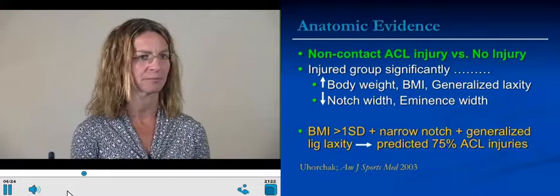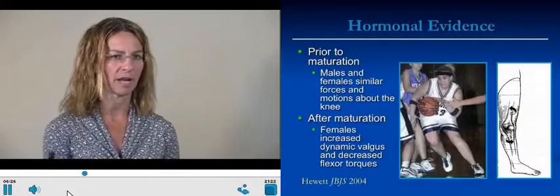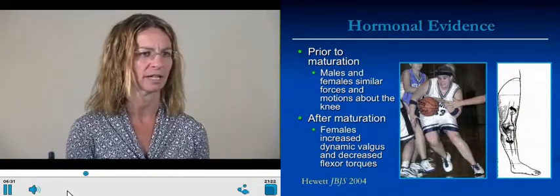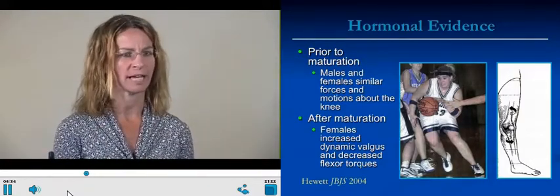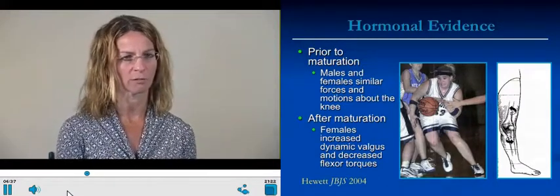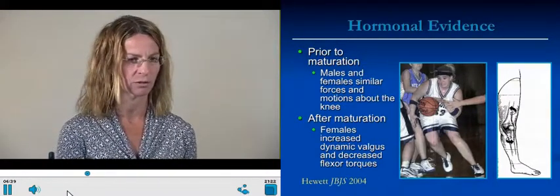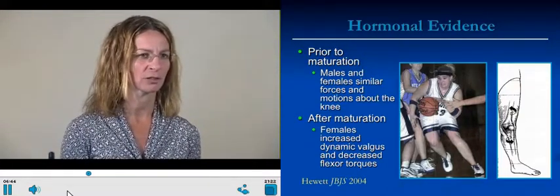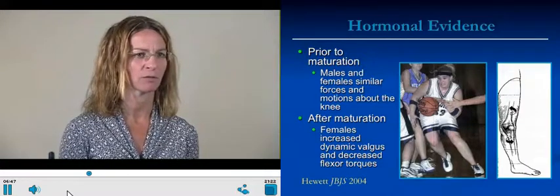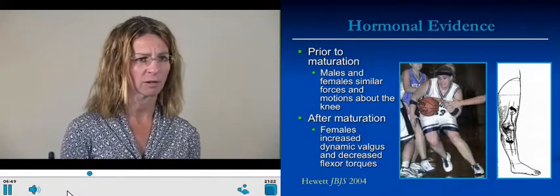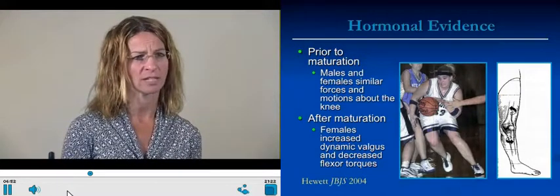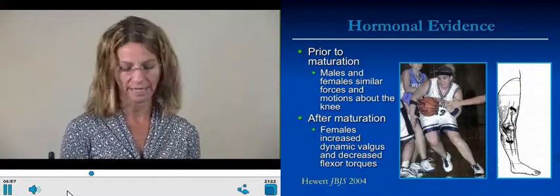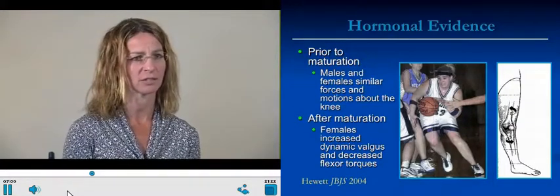What is the hormonal evidence? And again, this is very interesting, and there's a lot of new research coming out in this area right now. One thing that we do know is that there is some sort of a role for hormones here, especially with the female athletes. And we know this because prior to maturation, females and males have similar forces and motions about the knee. However, once females reach maturity, there's increased dynamic valgus and decreased flexor torques when they measured knees. And this plays a huge role in ACL injuries.